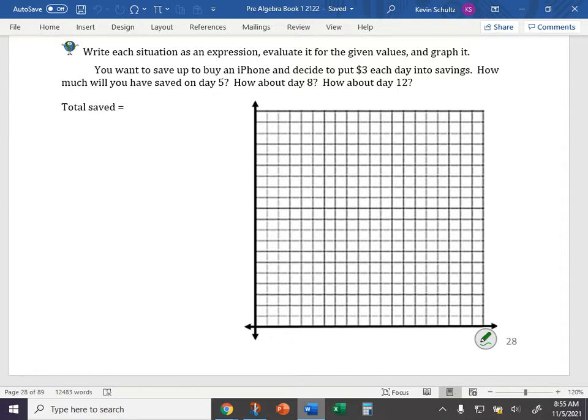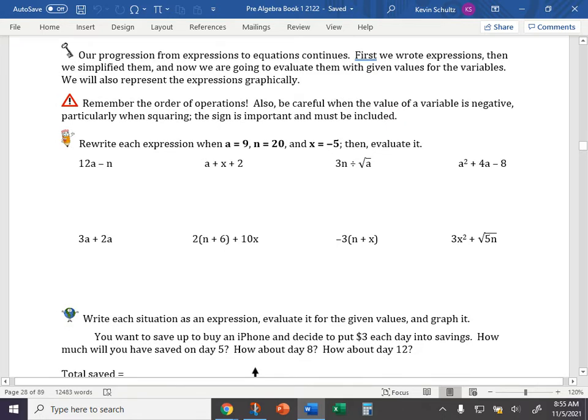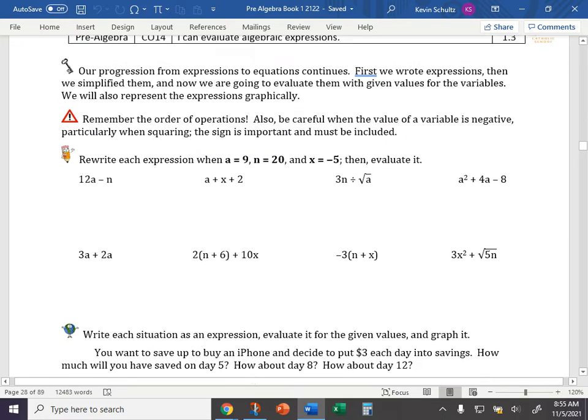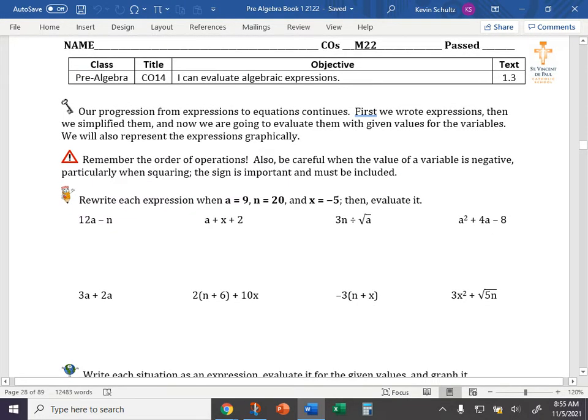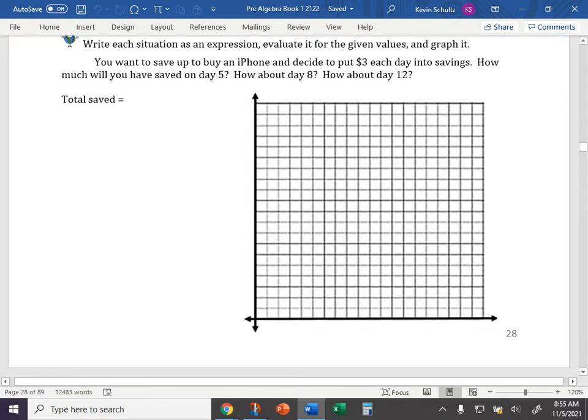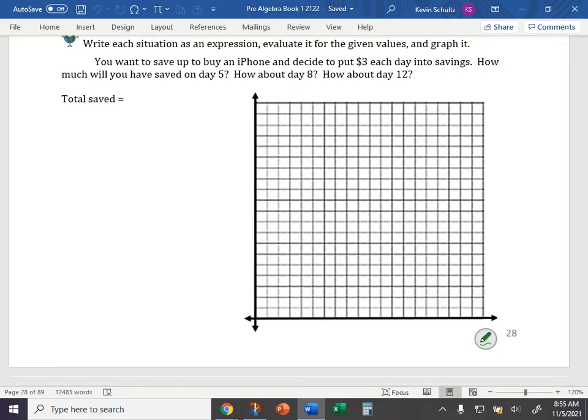The top part of this page, which we worked on yesterday and you had homework on, was basically me giving you values for variables in an expression, you plugging them in and then solving. Here are situations where you'd actually use this concept. Graphs are something that we're going to talk about a lot in pre-algebra and next year in algebra, because what are graphs used for? What are the different functions of a graph?